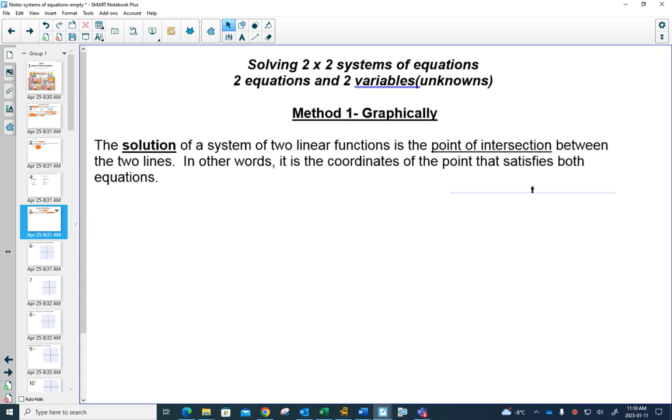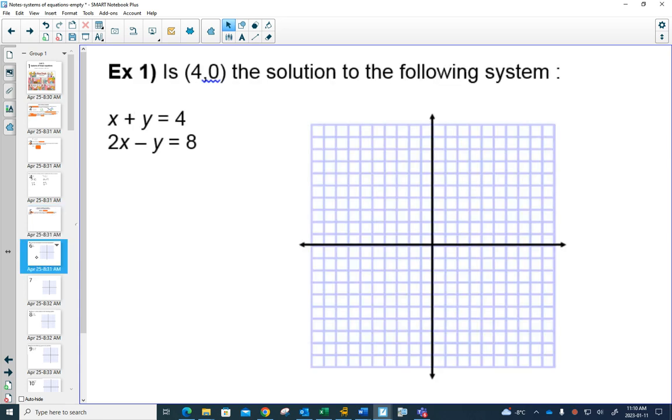Everybody ready if I click to the next slide? Yep, okay. So, x plus y equals 4, 2x minus y equals 8. Give yourselves 3 seconds to see if you can find an answer. All right, time's up. Okay. Ooh, 4 and 0. Nice. Okay, now we're going to see if graphically it works out.